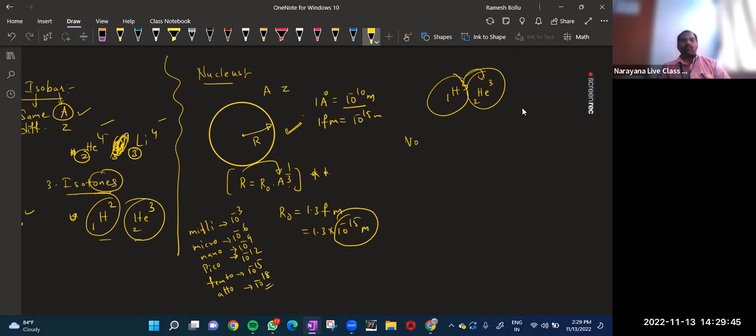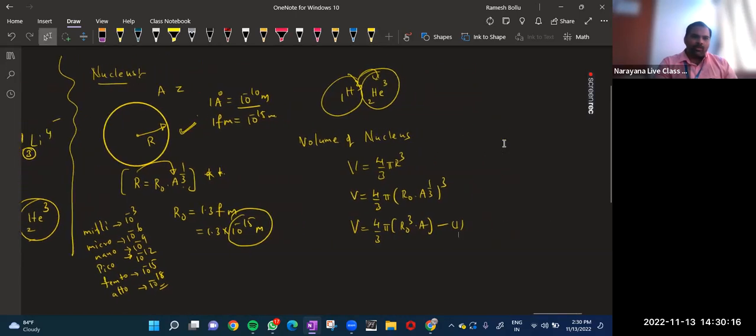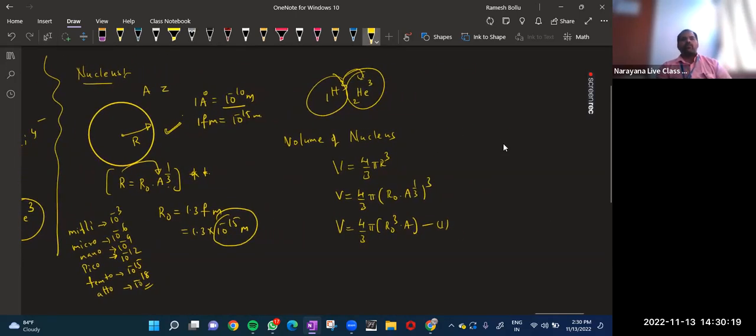So tell me, what is the volume of the nucleus? 4/3 pi r cube. Put the r value here: r naught into A power 1/3, whole cube. So the volume is 4/3 into pi into r naught cube into A. I will keep this aside as equation number 1. As I told you, what are the major contributors of mass inside the nucleus? Kindly respond. Protons and neutrons.